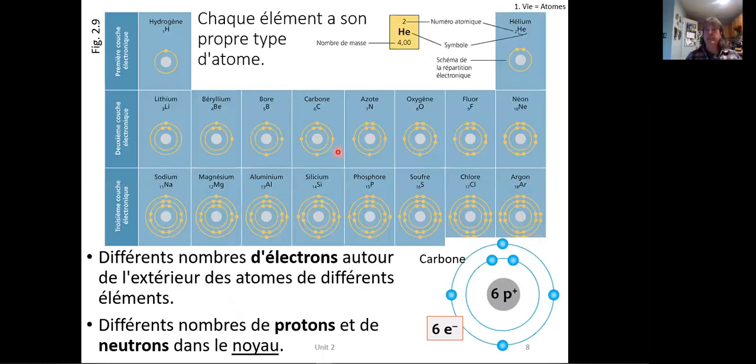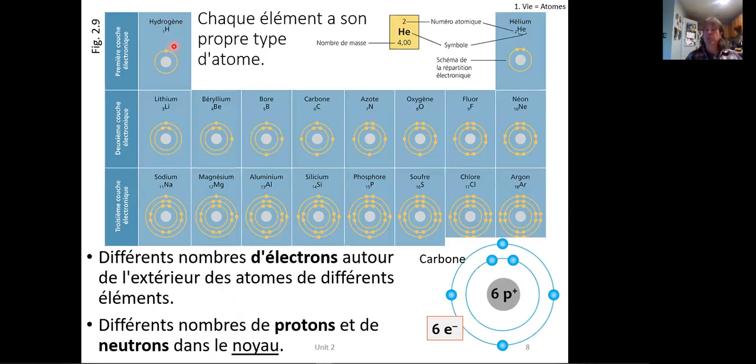Each element has its own type of atom with a unique number of protons. So here is a chart. In English, we call it the periodic table. Each element or each type of atom, I can say.